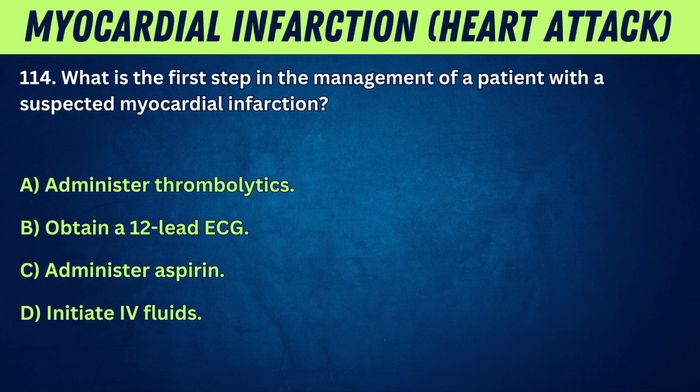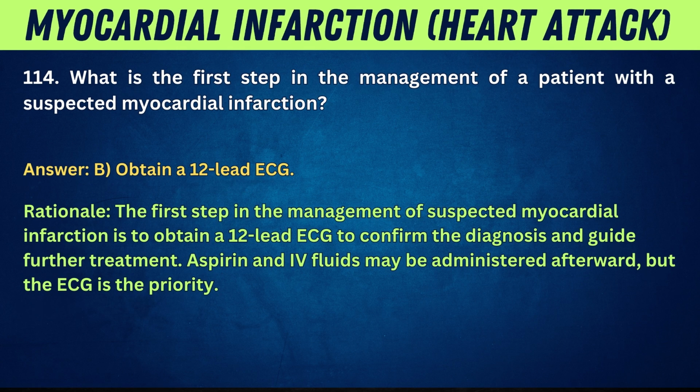114. What is the first step in the management of a patient with a suspected myocardial infarction? A. Administer thrombolytics. B. Obtain a 12-lead ECG. C. Administer aspirin. D. Initiate IV fluids. Answer: B. Obtain a 12-lead ECG. Rationale: The first step in the management of suspected myocardial infarction is to obtain a 12-lead ECG to confirm the diagnosis and guide further treatment. Aspirin and IV fluids may be administered afterward, but the ECG is the priority.